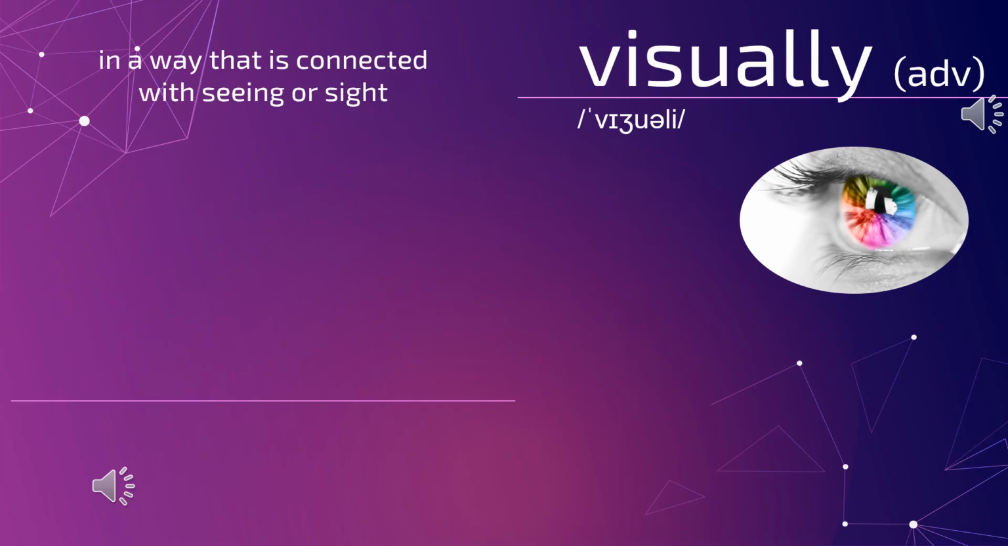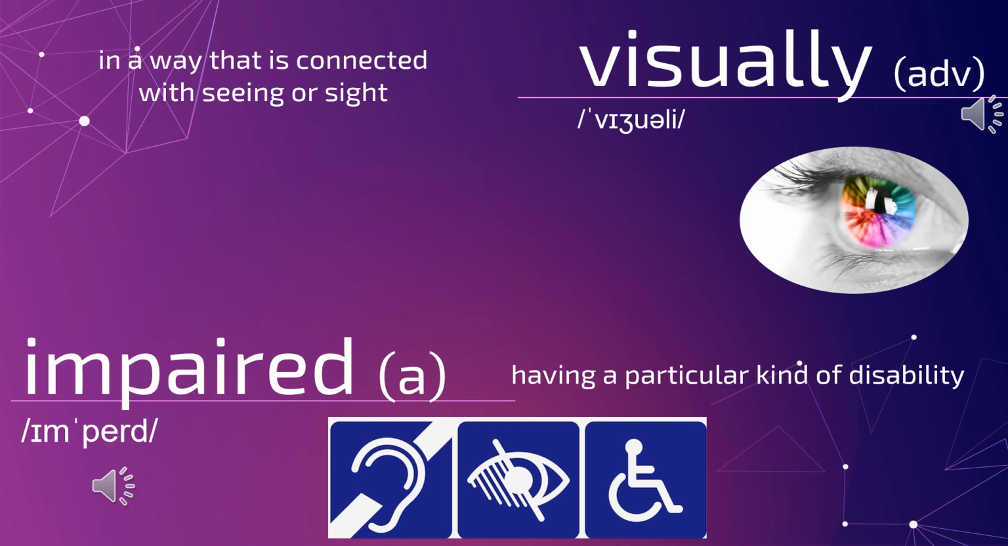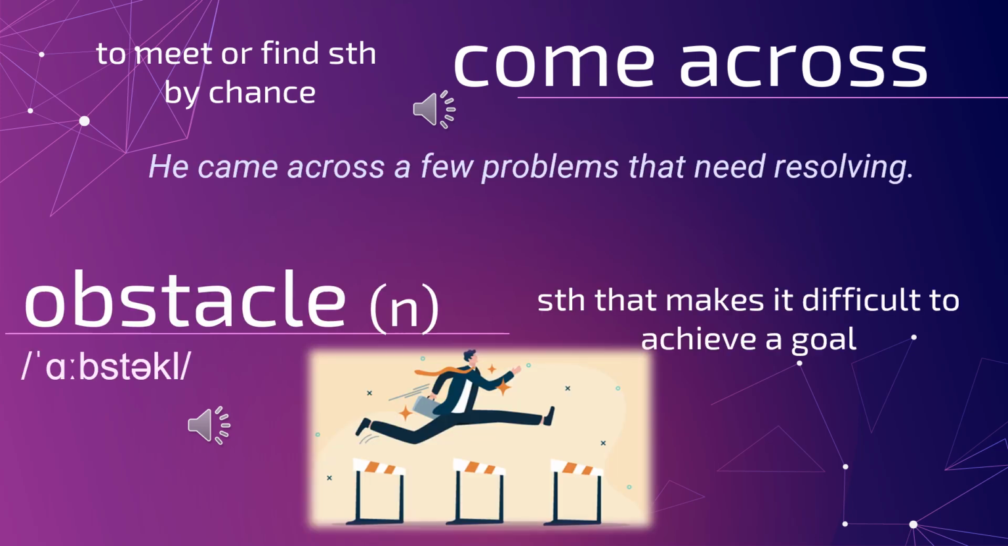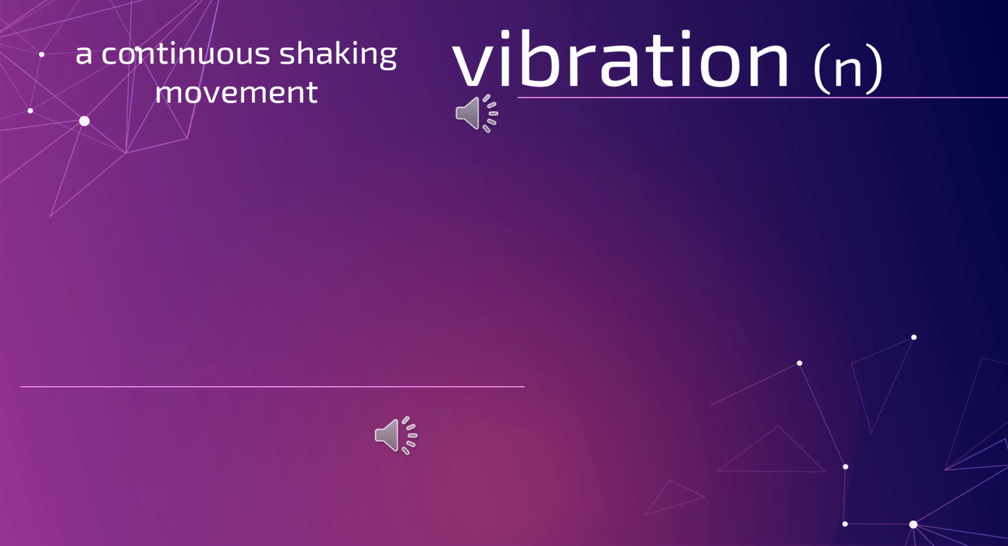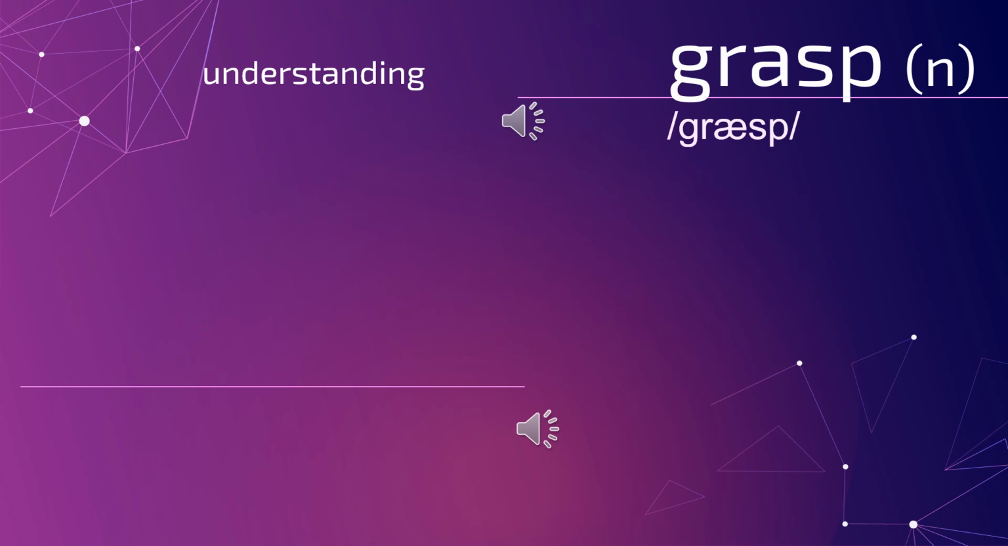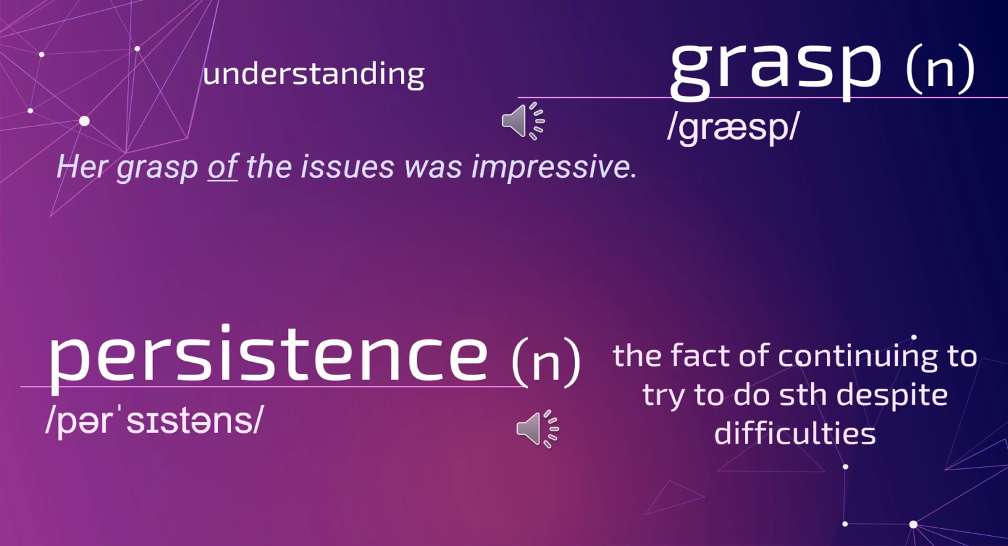Visually. In a way that is connected with seeing or sight. Impaired. Having a particular kind of disability. Come across. To meet or find something by chance. Obstacle. Something that makes it difficult to achieve a goal. Vibration. A continuous shaking movement. On a regular basis. Often. Grasp. Understanding. Persistence. The fact of continuing to try to do something despite difficulties.